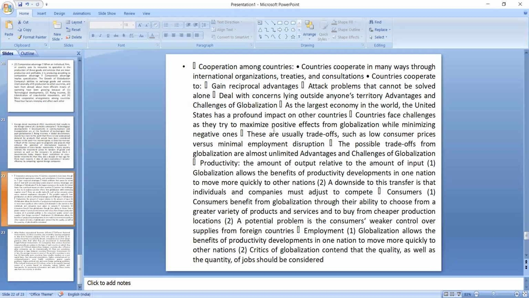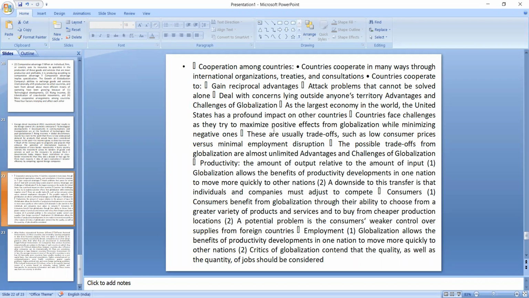Productivity is the amount of output relative to the amount of input. It allows the benefits of productivity development in one nation to move more quickly to other nations. A downside to this transfer is that individuals and companies must adjust to compete. A potential problem for consumers is weaker control over supplies from foreign countries, and employment.